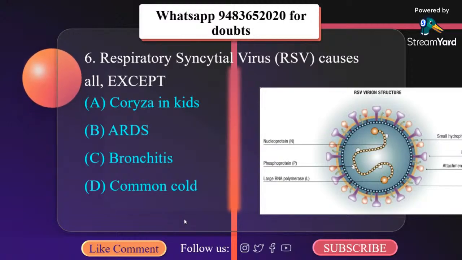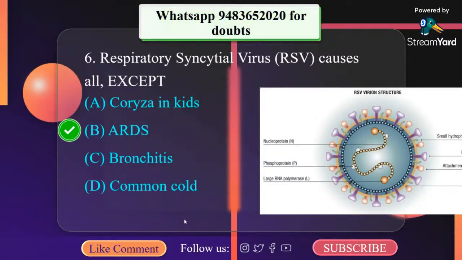Respiratory syncytial virus causes all except: A. Coryza in kids, B. ARDS, C. Bronchitis, D. Common cold. Since ARDS is not caused by respiratory syncytial virus, that is the answer.